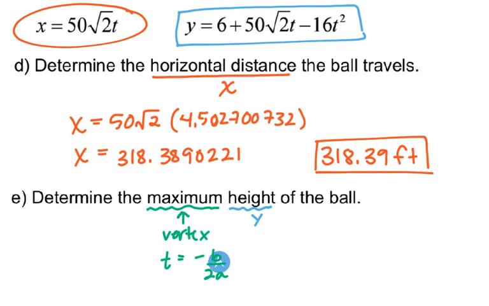Now, if I calculate this value, my output is going to be t, time. Are we asked to answer when? No, we are asked to find the maximum height. So after we find that time, we'll have to plug that back into the y equation in order to determine what that maximum height actually is.